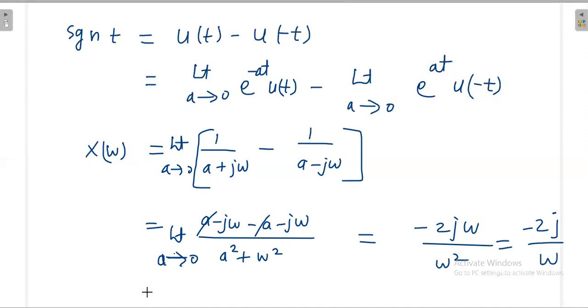So we can write this as 2 divided by j omega. I'm taking the minus j down and writing it as 2 by j omega. So the Fourier transform of the signum function, Sgn of t, is 2 by j omega.